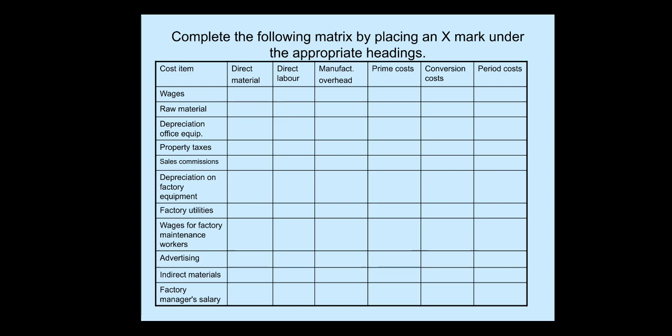So if you are given this kind of question, one cost maybe is related to more than one category. For example, raw material. Okay, raw material, see here the second item in this table, raw material is a direct material, and also it is a prime cost. Okay, so property tax is a manufacturing overhead cost, and it is also a conversion cost.